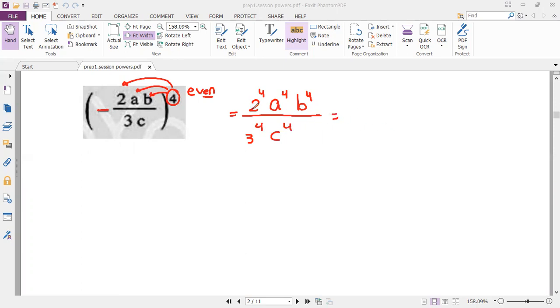Okay. And simplify it, 2 raised to the power of 4, it's 16. 2 multiplied by itself 4 times, 16. And A to the power of 4 as it is, B to the power of 4. A and B are different bases. All divided by 3 raised to the power of 4, it's 3 multiplied by itself 4 times, 3 times 3 times 3 times 3, it's 81. C to the power of 4.